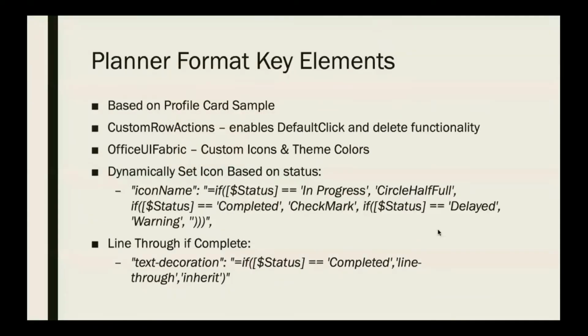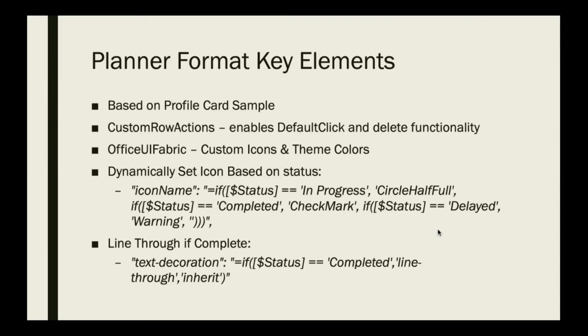So some tips here on exactly some key elements of what this is doing. This is actually based on another sample already in the GitHub, the profile card sample. I took that and customized it to my needs to make it look more like Planner. Some features with the view formatting that I'm using is the custom row action. That's what enables you to do things like the default click and the delete functionality that you saw. I'm using the Office UI Fabric to get the custom icons and theme colors.